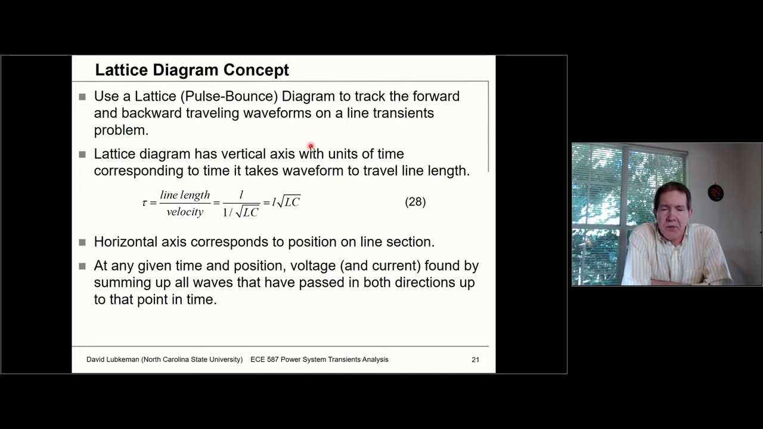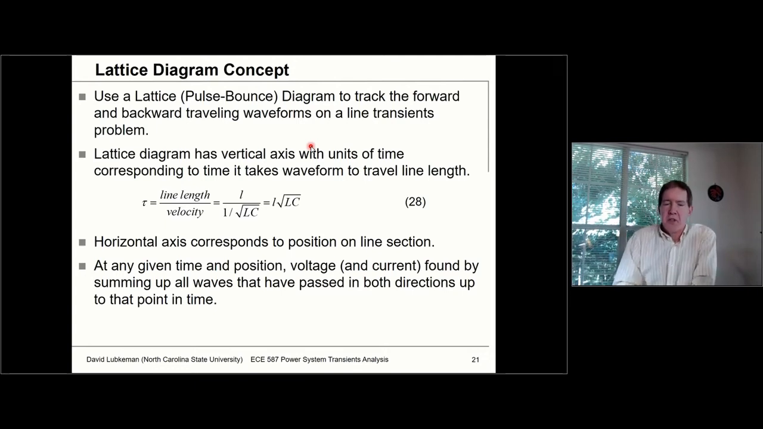And this is sort of characterized by the time it takes for this waveform to go down a line segment. And so we will work with tau, which is the time it takes for this traveling wave to go down the line. If you have the velocity of 1 over the square root of LC, then that tau time is line length divided by velocity, which turns out to be length times the square root of LC.